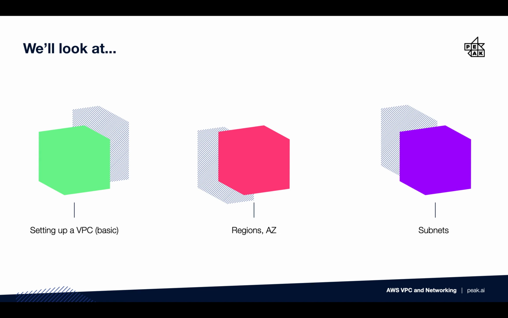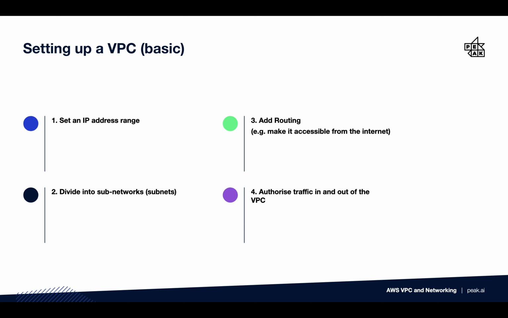We'll look at setting up a VPC from a basic standpoint, regions and availability zones, subnets. We look at route tables, internet gateways, and security groups. We look at VPC peering, NAT gateways, VPC endpoints. So we'll get started setting up a VPC.